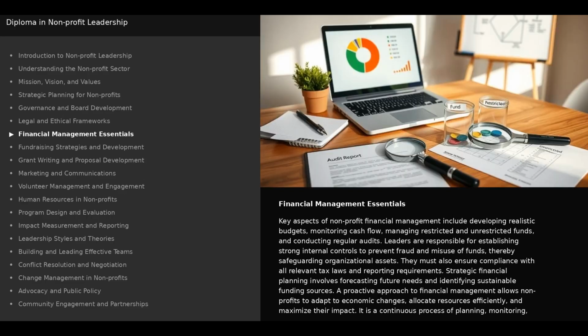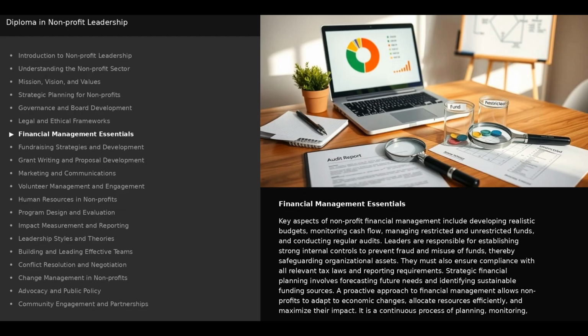Key aspects of nonprofit financial management include developing realistic budgets, monitoring cash flow, managing restricted and unrestricted funds, and conducting regular audits. Leaders are responsible for establishing strong internal controls to prevent fraud and misuse of funds, thereby safeguarding organizational assets. They must also ensure compliance with all relevant tax laws and reporting requirements.